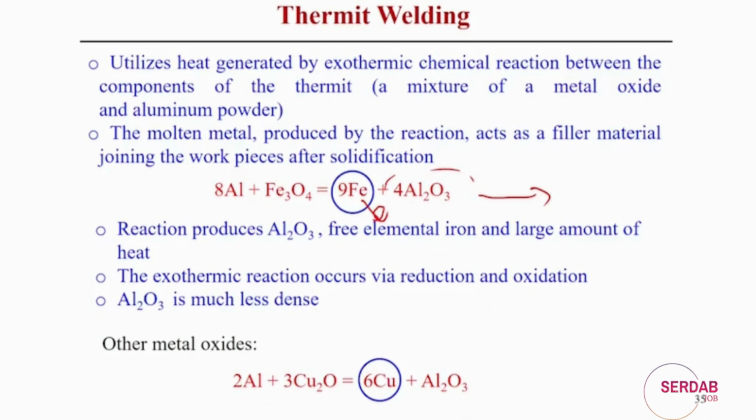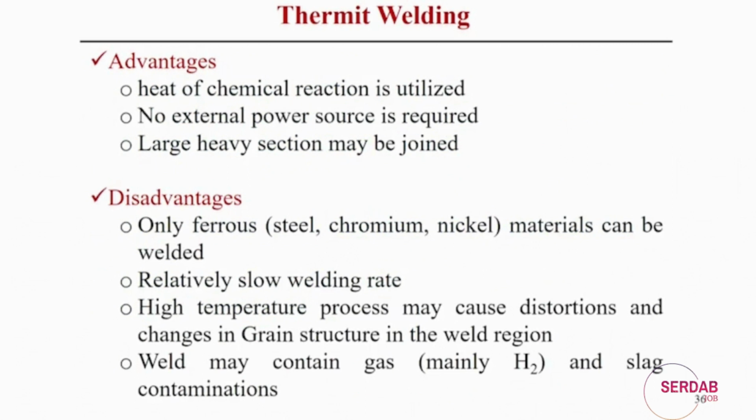If we look into another type of reaction in thermite welding, other metal oxides can also be used here to produce copper. Here, in the second equation, we can see the production of copper. So, copper or copper based alloys can also be welded using a similar principle.